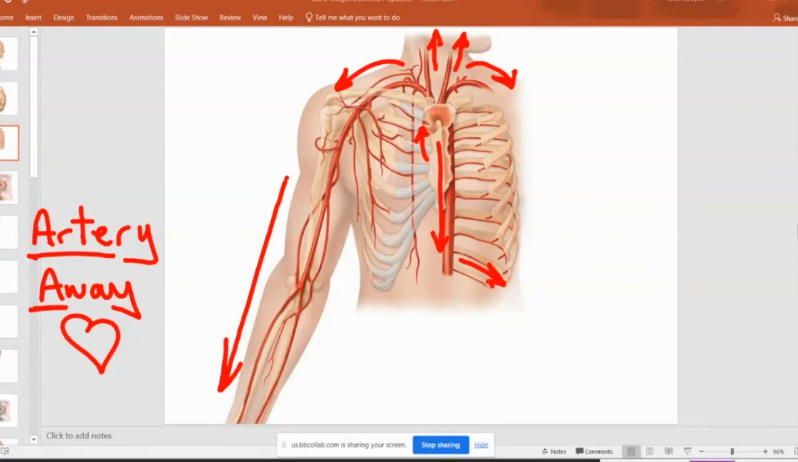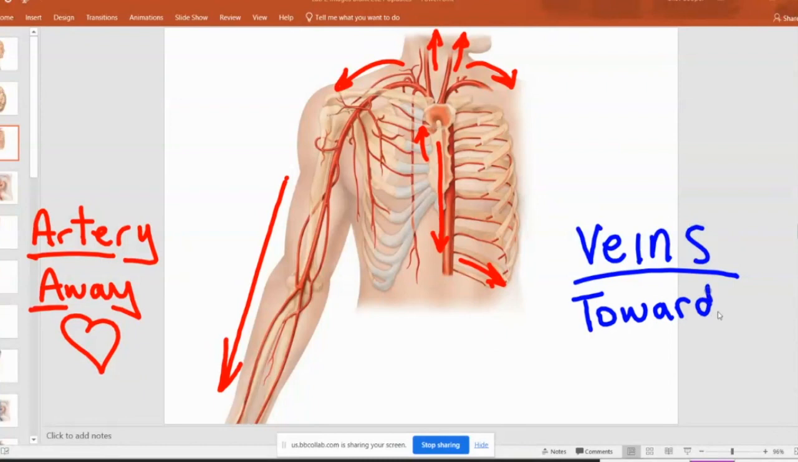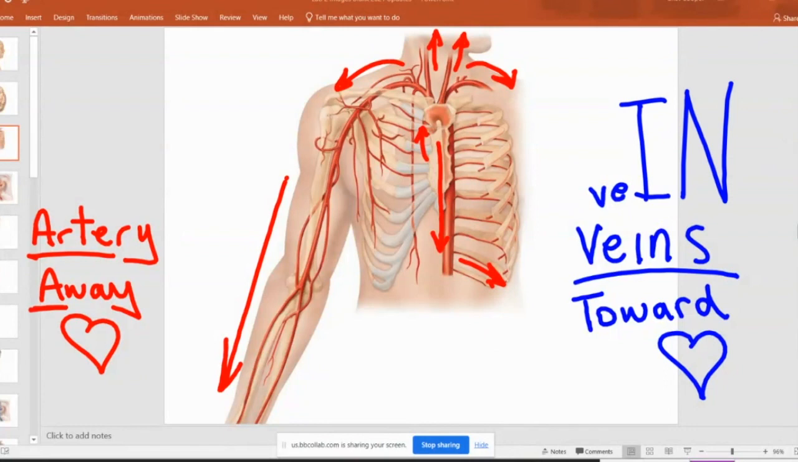Anybody want to tell me what that means about veins? Very good. They will always carry blood toward the heart. Look, here's a cool little thing. So you could say into the heart, right? They're taking it back into the heart. Toward the heart's better, but veins, I write it like that. Artery away, vein, V-E-I-N. It's sending blood back into the heart.